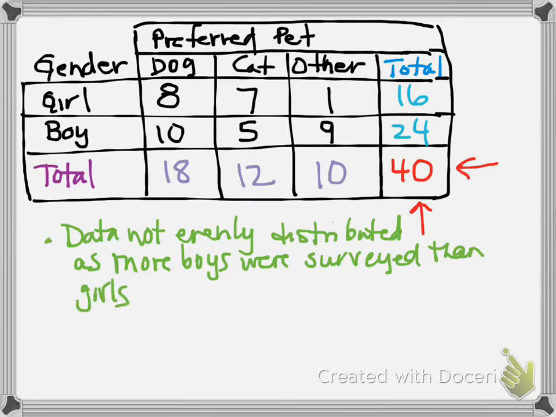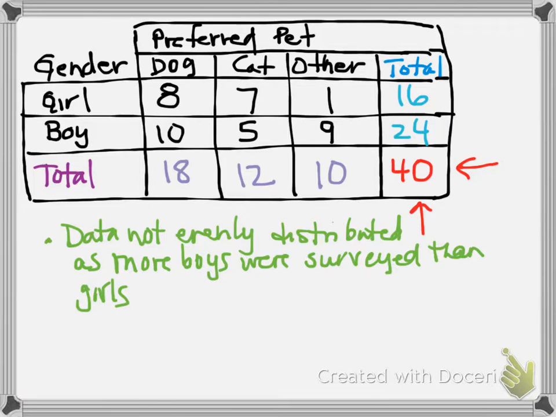And, you know, sometimes you go, I'm just going to survey my first period class or my PE class, and you may have a particularly heavy boy class or particularly heavy girl class. My geometry class has got more girls than it does boys. It's just kind of how it works out. So that's when data can be imbalanced.